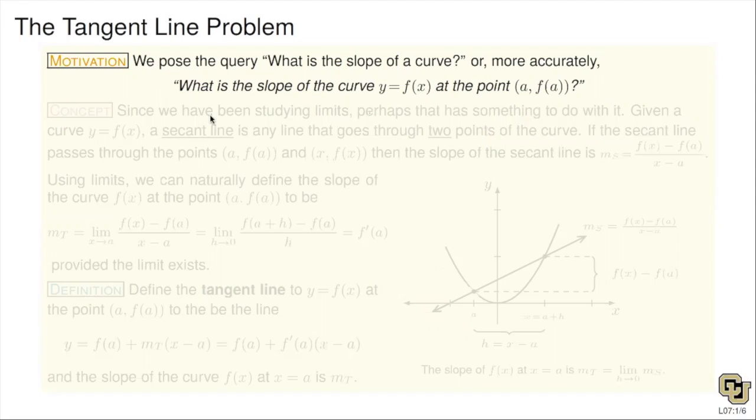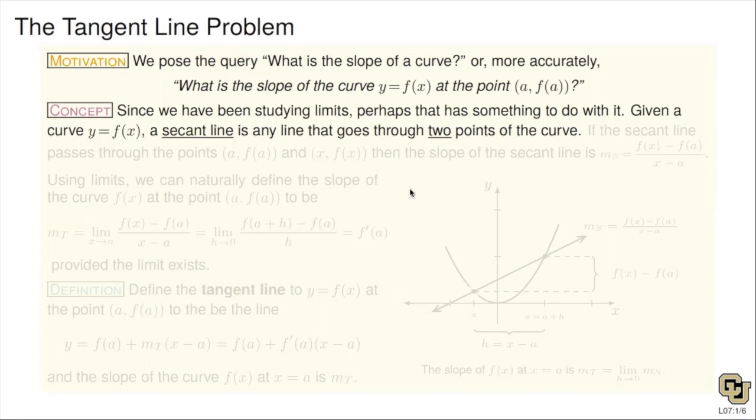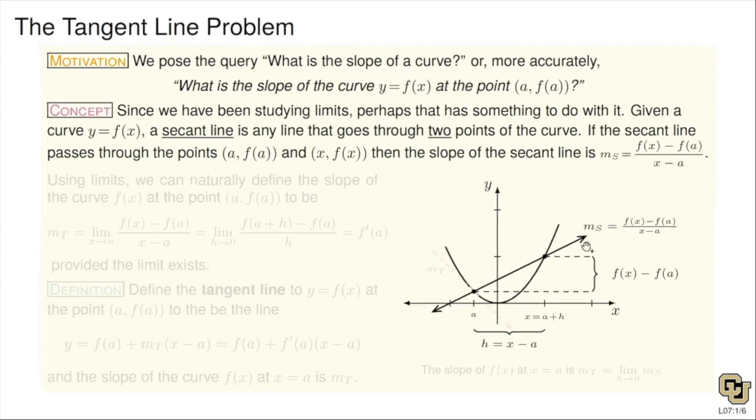So here we can answer the question, perhaps using limits. I would hope that we spent all this time studying limits so that it's relevant here. First I need to define the concept of a secant line. A secant line is any line that goes through 2 points of the curve. So here I have some curve and I've drawn a secant line, which is just a straight line, like from pre-calculus. We can calculate the slope in the standard way, rise over run, delta y over delta x. So the slope of the line that goes through the points (a, f(a)) and (x, f(x)) is (f(x) - f(a)) / (x - a).